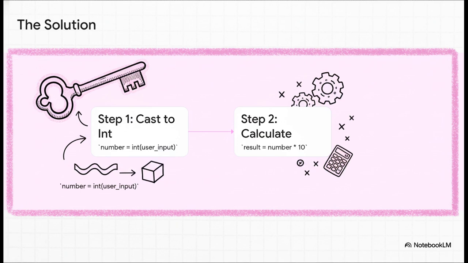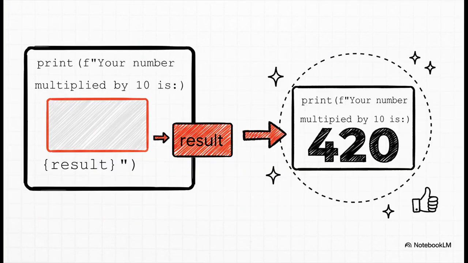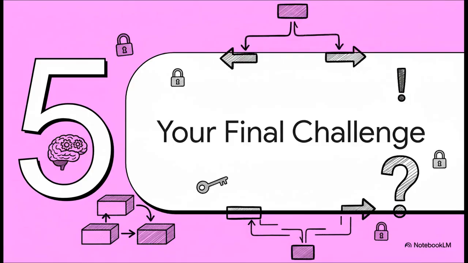And here it is, the solution. We take that user input string and we wrap it inside our int function. That is the explicit command. We are casting that string into an integer. Now that it's a proper number, we can multiply it by 10, no problem at all. Finally, we can print out the correct result. The whole thing works flawlessly, but only because we took control. We saw the string, and we explicitly told Python how to convert it so we could do our calculation. That's typecasting in action.